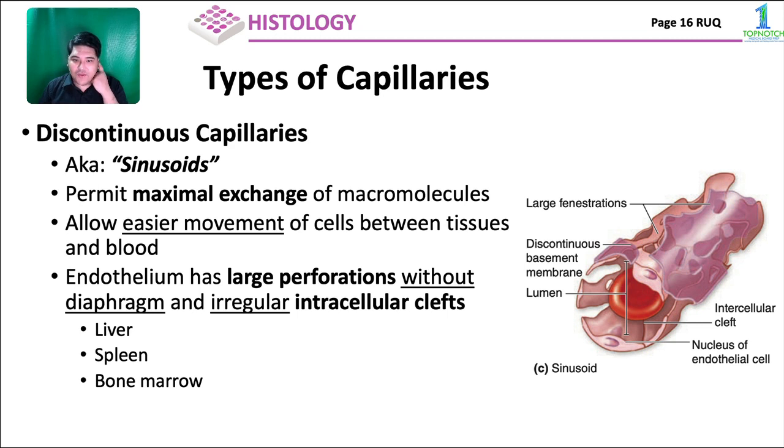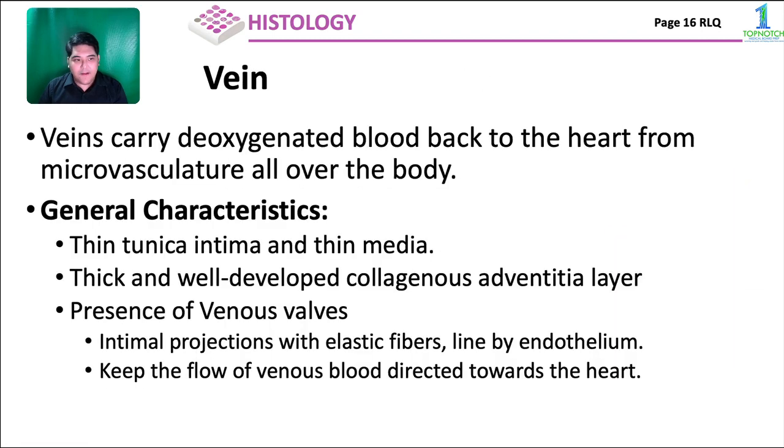And then, we have the sinusoids. Ito yung pinakamalaki ang mga butas. Your discontinuous capillaries permit maximal exchange of macromolecules, allow easier movement of cells between tissues and blood. So, endothelium has large perforations, as you can notice in this picture, without a diaphragm and with irregular intracellular clefts. Important siya sa mabilis ang turnover like your liver, spleen, and bone marrow, kung saan maraming cells ang pumapasok in and out. Okay? So those are your different types of capillaries. Most common again is your continuous type of capillary.